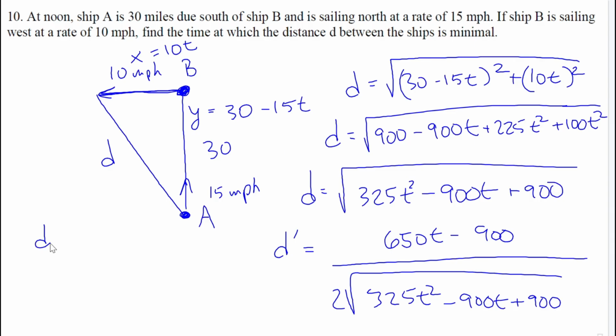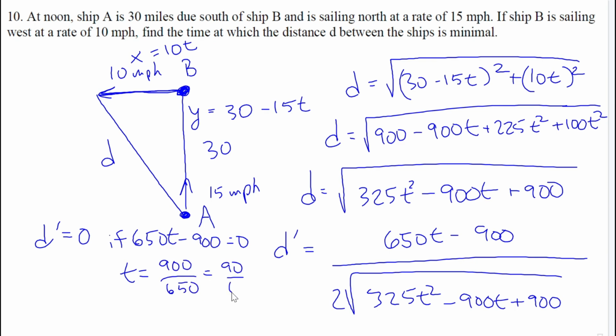And so we'll want to set d prime equals 0 if 650t minus 900 equals 0, or t is 900 over 650, which would be 90 over 65, which would be 18/13 hours after they start sailing, which would be at noon.